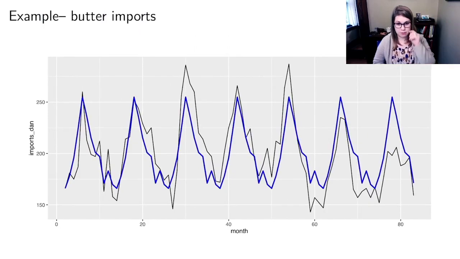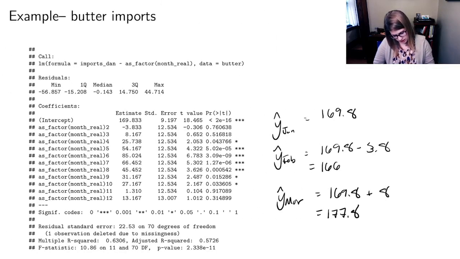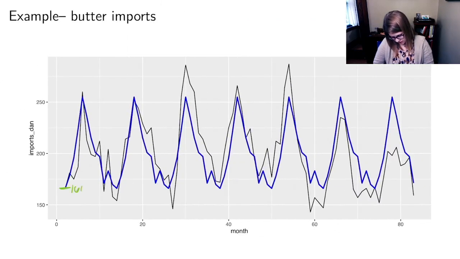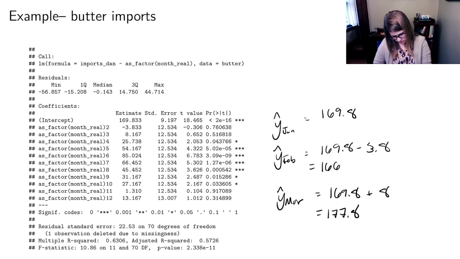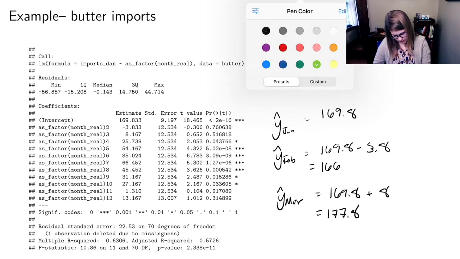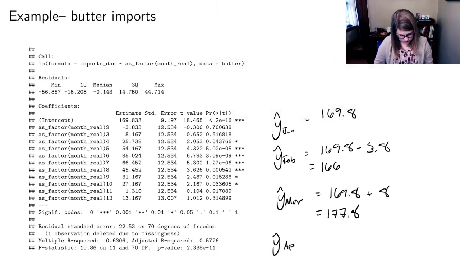So again, I'm using blue for my model, and what I've done here is I've just connected the dots between the predictions. I'm going to use green here to just mark off the means. So the data actually starts in February, so this would be the 166. And then we would have the data for March, which I think is here at the 177.8.